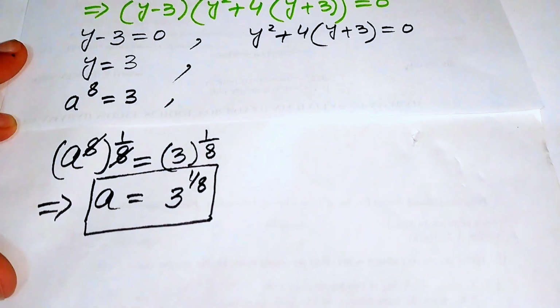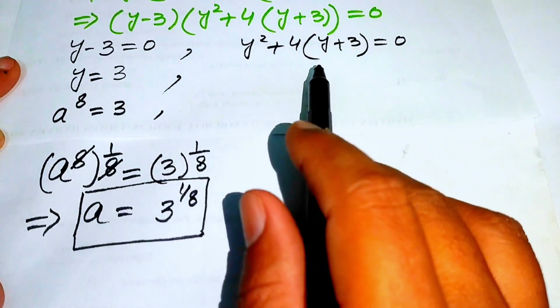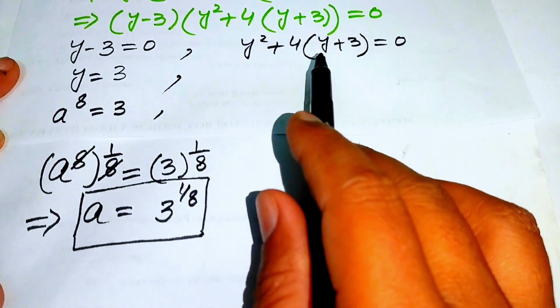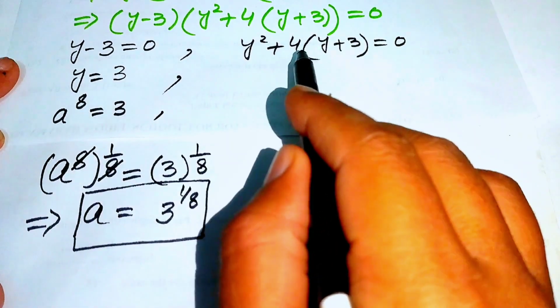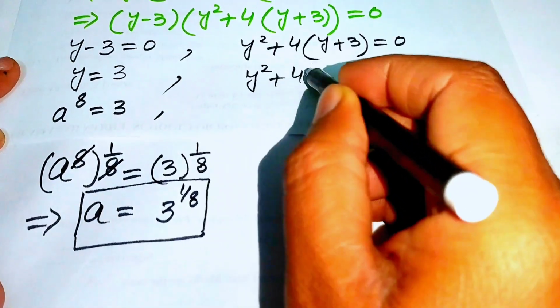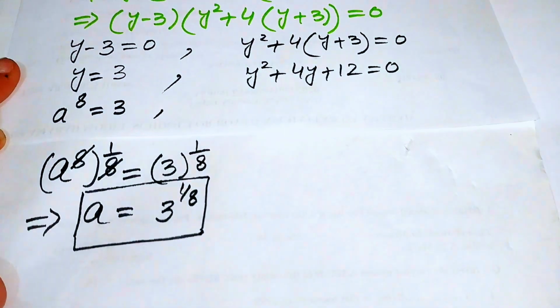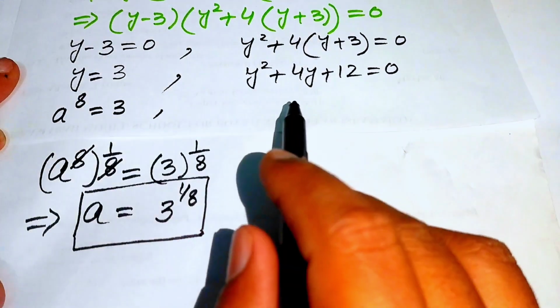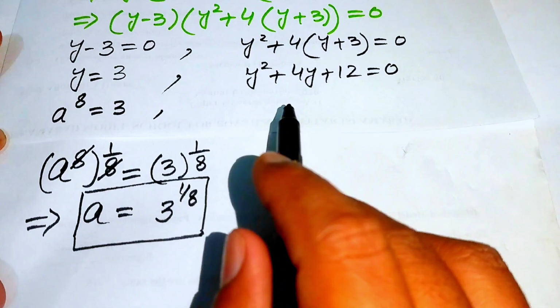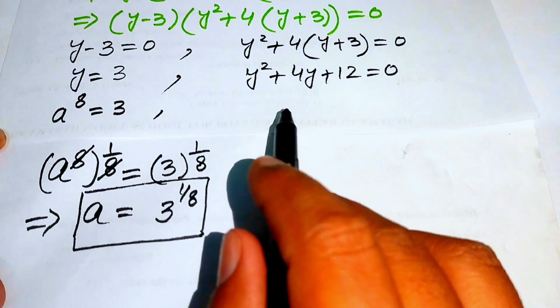So this is the value of a. Now in order to find the other values of a, we need to solve this quadratic equation. First we write this equation in the standard form, and we multiply by 4 on both sides and write it as y squared plus 4y plus 12 equals 0. Here we need to find the real roots. So first we check whether this quadratic equation has real roots or not by using the discriminant formula.